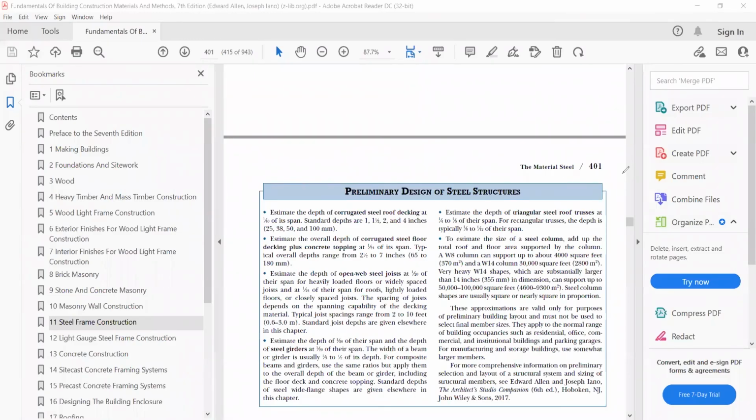Now, I'm looking at the preliminary design table that's in the textbook, and we'll do some stuff in class around this, but I did want to mention in terms of the column size, you can see here this W8 column can support up to 4,000 square feet. You only have a 2-story building, and the W8 should be sufficient for all 9 of the columns that are located in the plan. Now, of course, this is dependent on what the structure is used for.